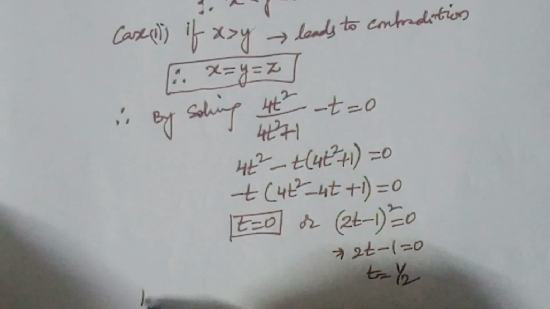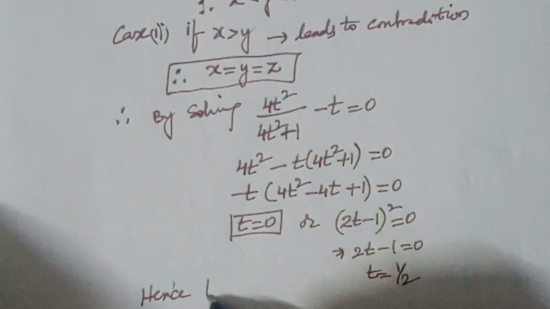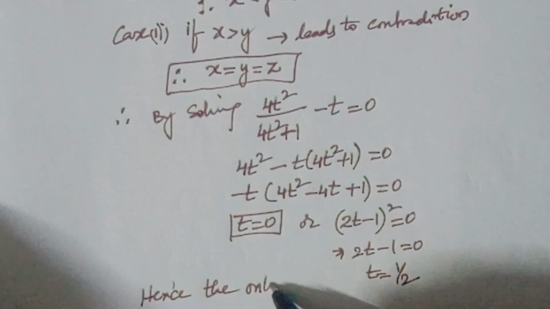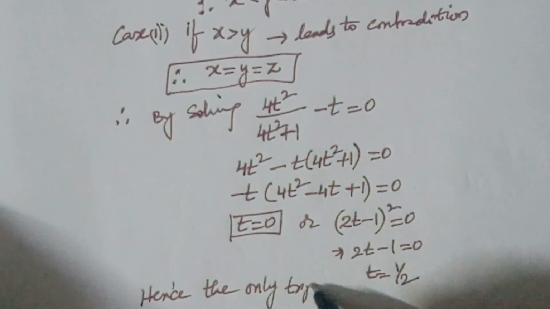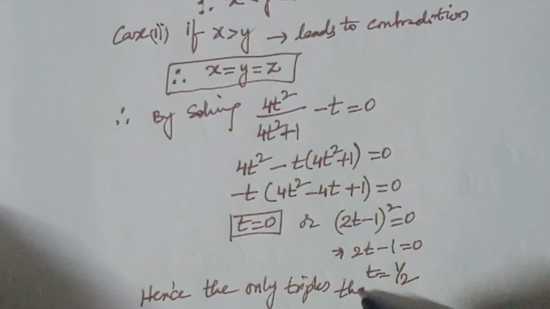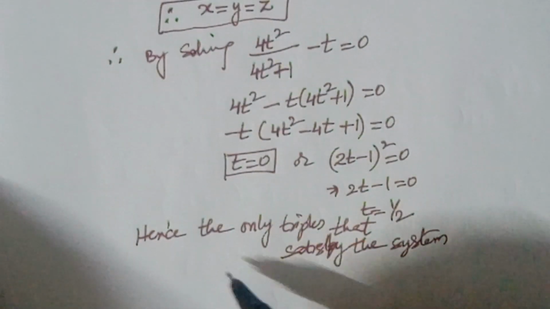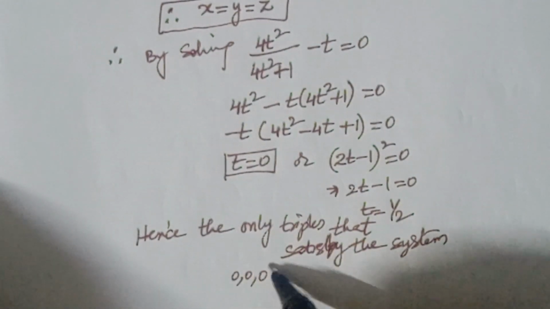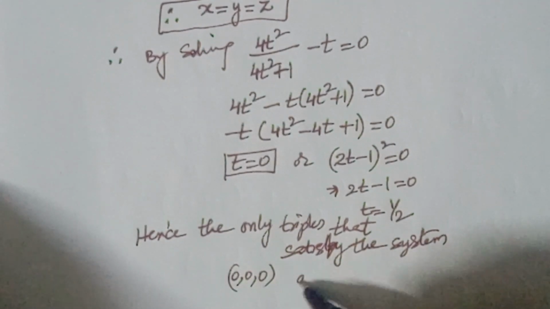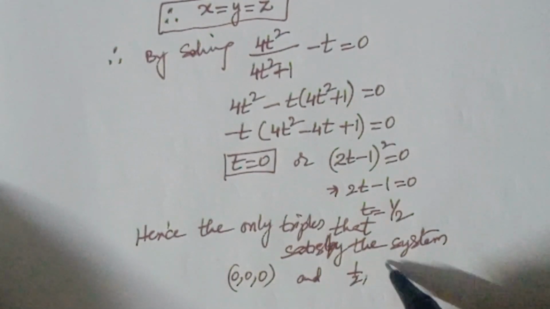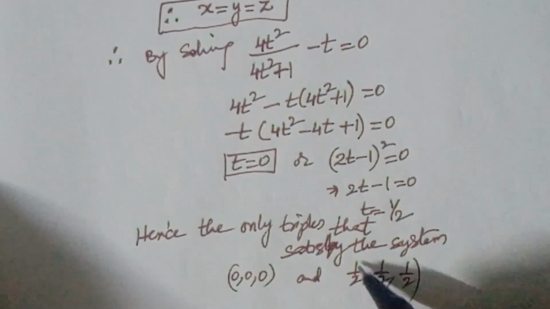So hence the only triples that satisfy the system are (0, 0, 0) and (1/2, 1/2, 1/2).